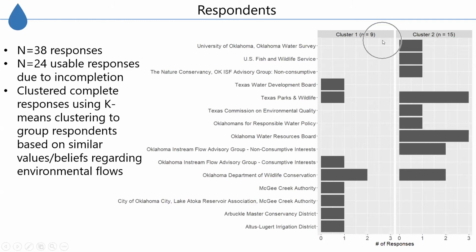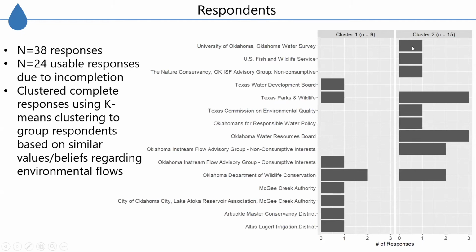The first cluster here, we had 9 people in that cluster and 15 people in the second cluster. The first cluster was made up of some folks from Texas, Texas Water Development Board, Texas Parks and Wildlife, Oklahoma In-Stream Flows Advisory Group, people who have consumptive interests, Oklahoma Department of Wildlife Conservation, and then these last 4 down here are all people who manage irrigation districts or conservancy districts in Oklahoma, so water managers.